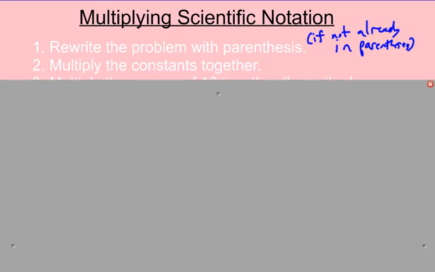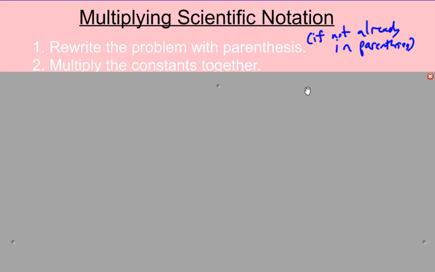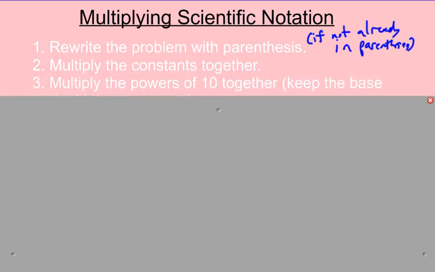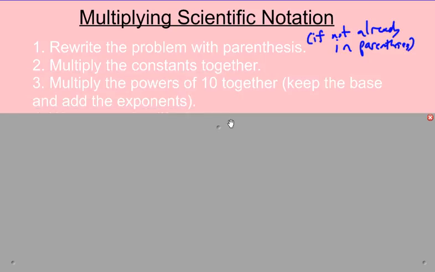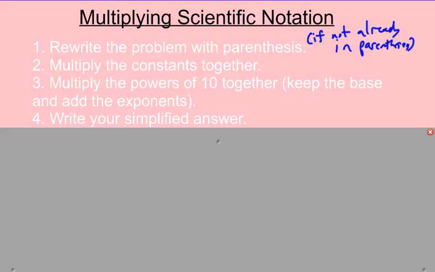Multiply the constants together. That's the number out in front, the factor. We're going to first multiply those two together. Then we're going to multiply the powers of 10 together. And remember, when you're multiplying exponents with the same base, you keep the base and you just add the exponents together. And then write your simplified answer.